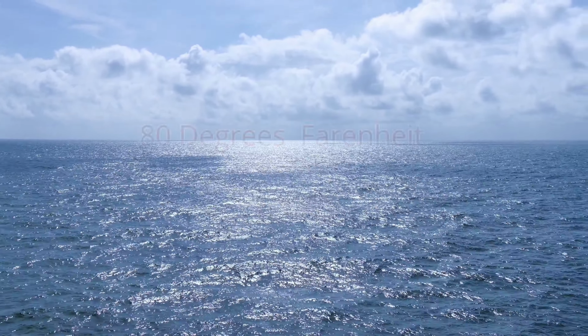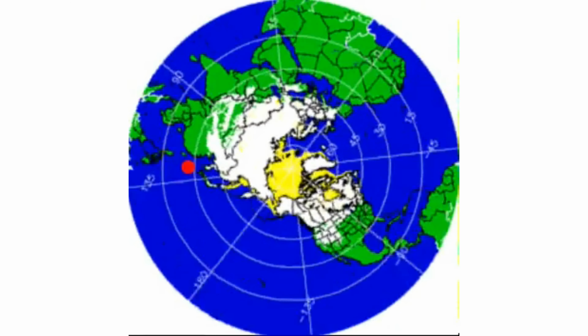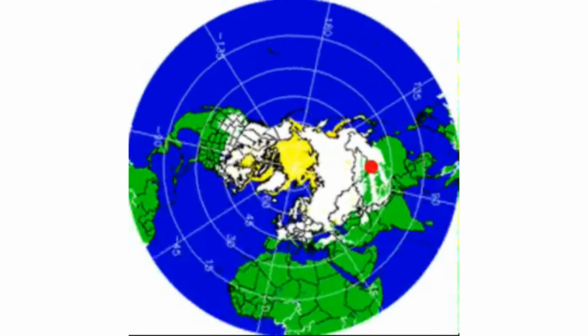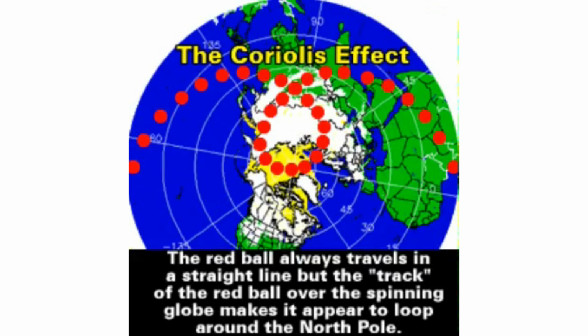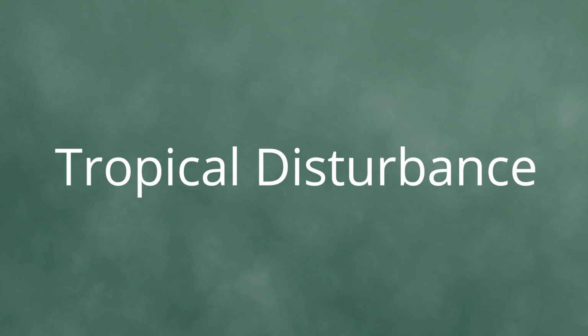It is characterized by a rotating system of thunderstorms, strong winds, and heavy rains, with the most intense activity near the storm center. As they develop, a hurricane is graded by different levels of organization and intensity. They are as follows. The first stage is known as a tropical disturbance.